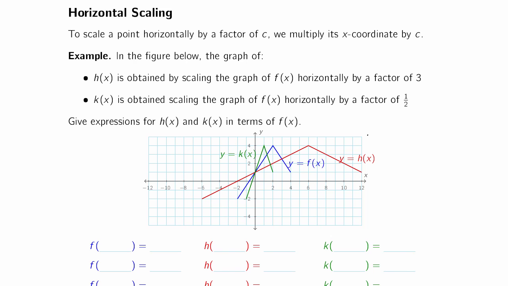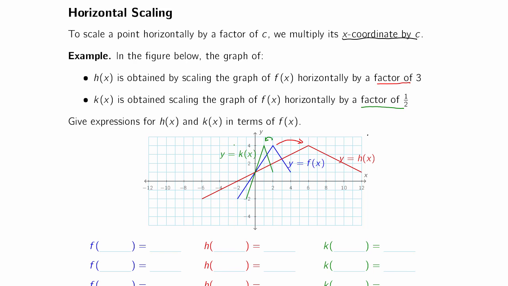At this point, it should come as no surprise to learn that when we want to scale something horizontally by some factor, we multiply its x-coordinate by whatever that factor is. So in our example, h is the result of scaling f horizontally by a factor of 3. So we took each x-coordinate and tripled it to get the graph of h. k is the result of scaling f horizontally by a factor of 1/2. So we took each x-coordinate and cut it in half to get the graph of k.